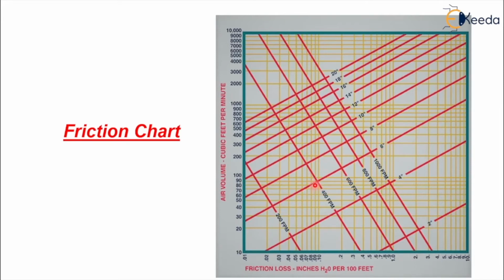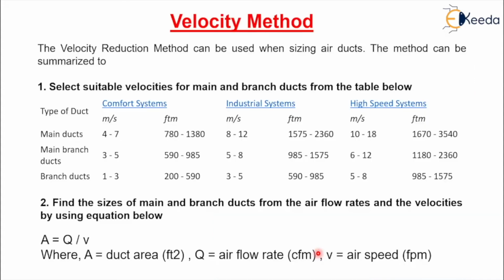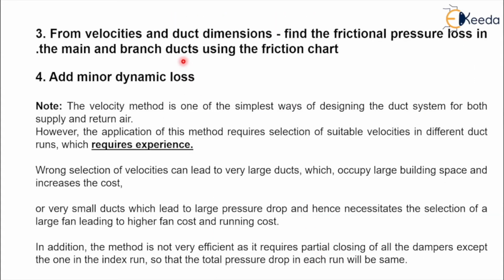Accordingly, what is the pressure loss? In this case, if I draw a vertical line at the bottom, like this, I'll get the frictional pressure loss. So this is the velocity reduction method, through which we will calculate the frictional losses or frictional pressure losses in a main duct or branch duct.